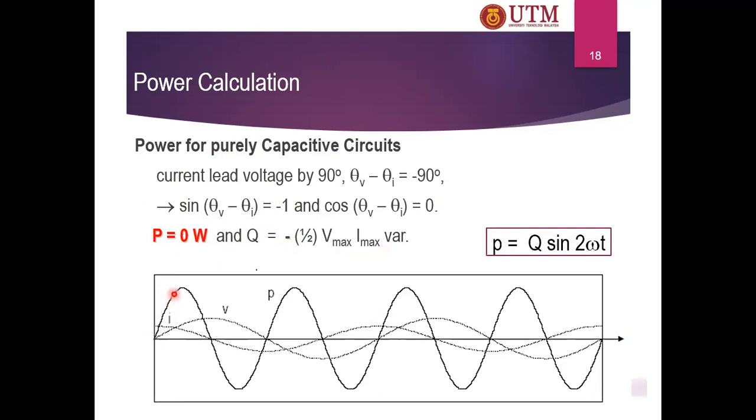So as you can see, this is the plot of the instantaneous power. Same as the inductive load, the inductive elements. Okay, so sometimes it will absorb and sometimes it will actually supply. Okay, positive, negative, and so on.